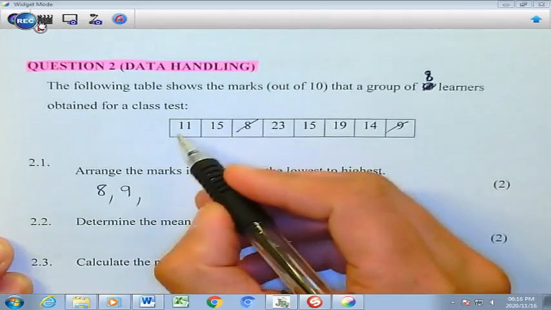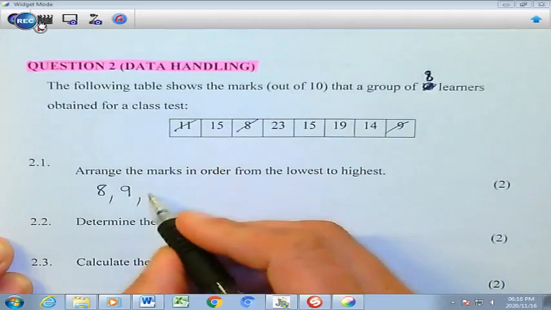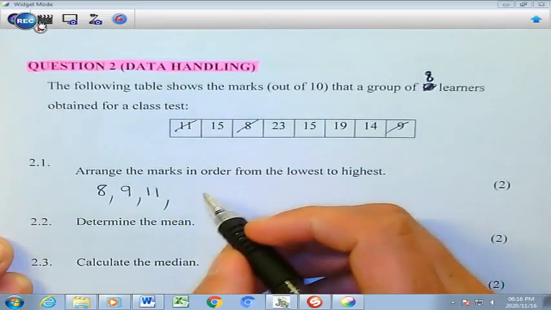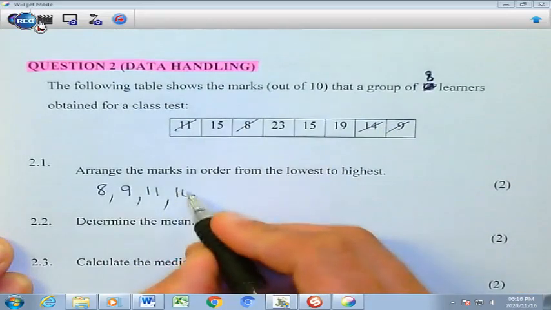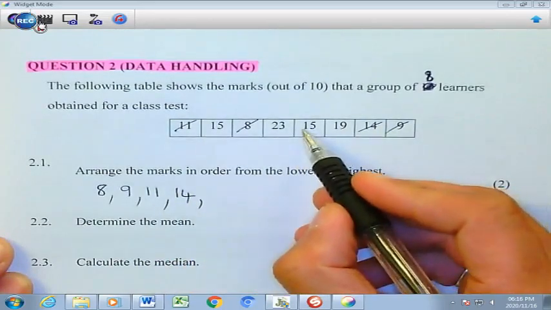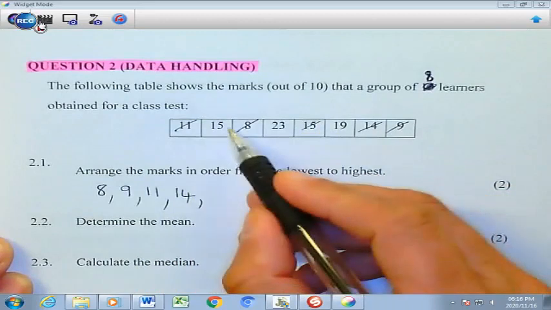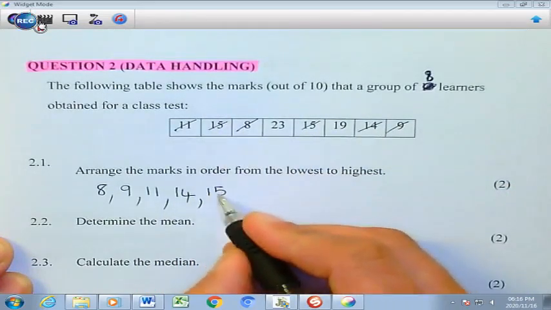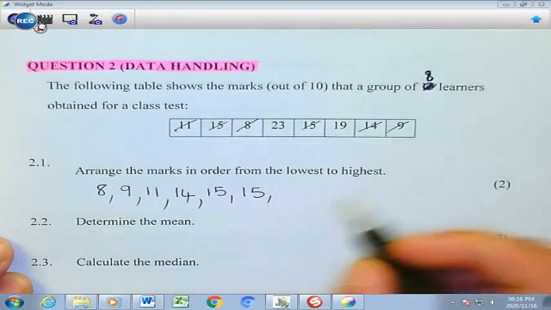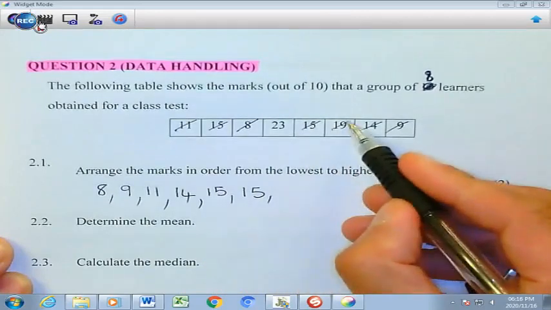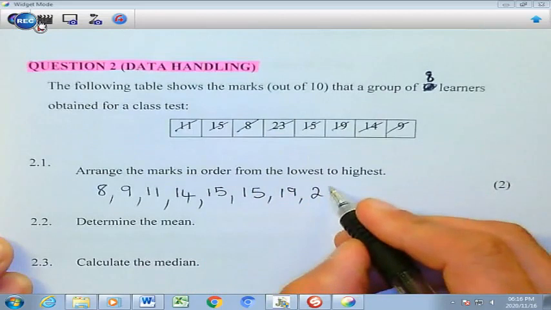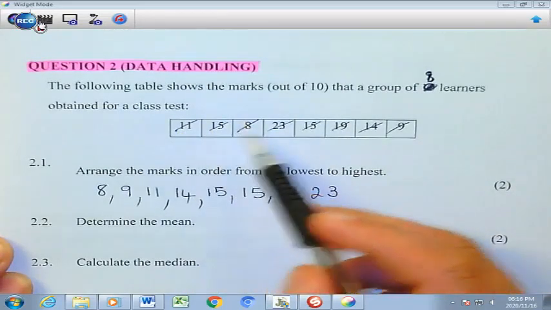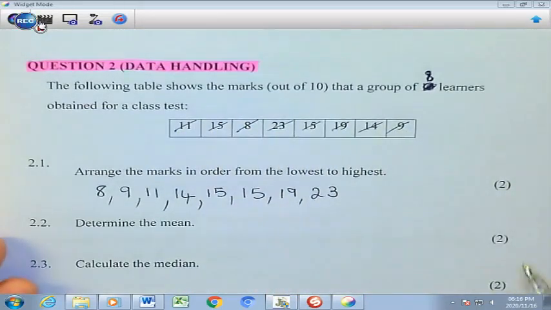The next one is going to be 11, you take 11 out, and then you are going to take out 14, and then you're going to take out 15, and you will find that there are 2 15s, so I'm going to write 15 and another 15, and then you have 19, and the last one would be 23. So it's very important just to pull a line through each one so that you know you've covered.